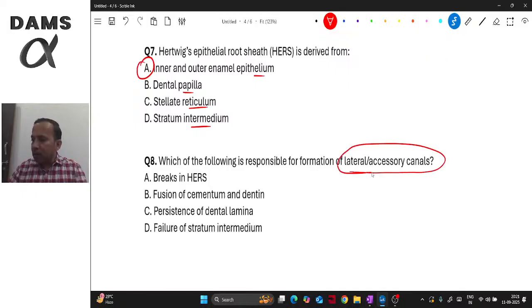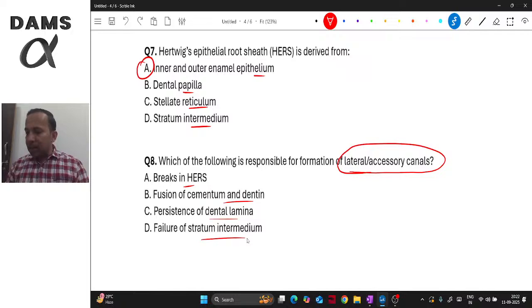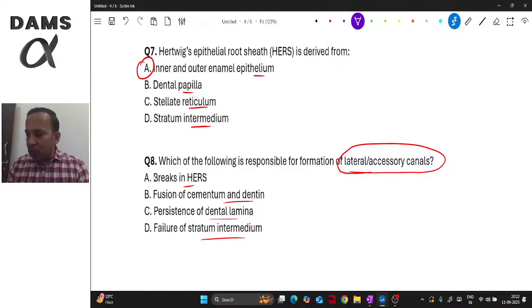And the next question is, which of the following is responsible for formation of lateral or accessory canals? So, how are the lateral or accessory canals formed? Options are break in HERS, fusion of cementum and dentine, persistence of dental lamina, and failure of stratum intermedium. Which of these four do you think is the correct answer? Yes, very good, Hansika. The correct answer here is option A, that is break in HERS.